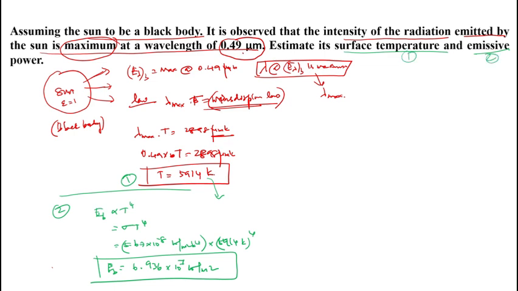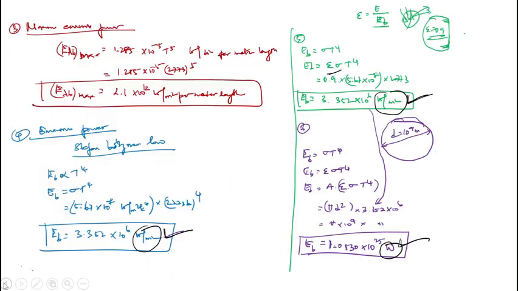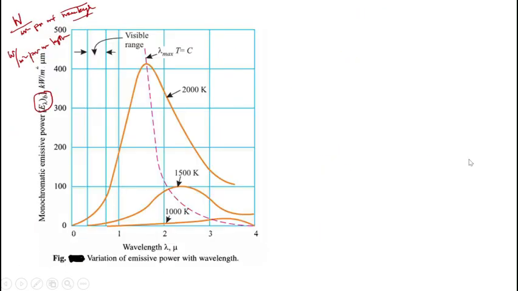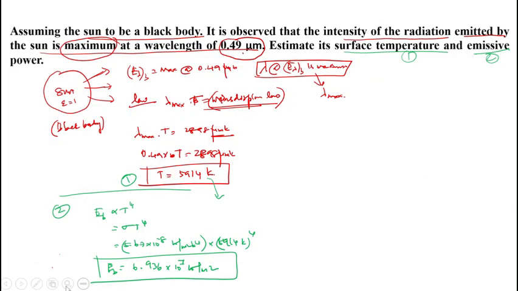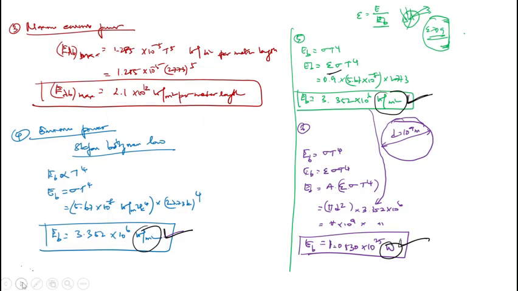Okay, I'm sorry, one thing in the previous problem. In this previous condition, you note that epsilon is equal to the emissive power of the given body.